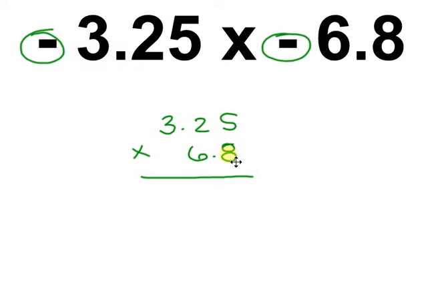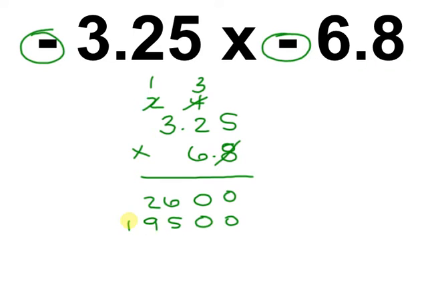Here we go. 8 times 5 is 40. 8 times 2 is 16, plus 4 is 20. 8 times 3 is 24, plus 2 is 26. I'm done with the 8, so I cross it out and I put a 0 as a placeholder here. 6 times 5 is 30. 6 times 2 is 12, plus 3 is 15. 6 times 3 is 18, plus 1 is 19. And I'm going to add them up.